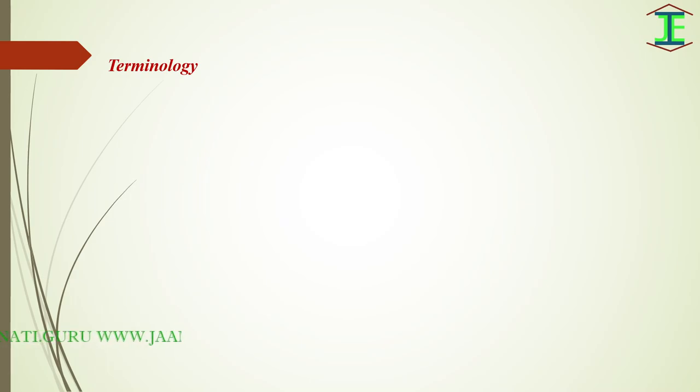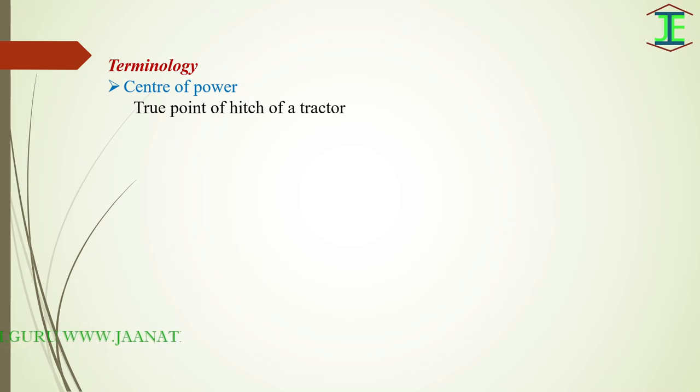So some terminology. First one is center of power. Center of power is nothing but from where we are getting the power. So there will be a 3-point linkage. This 3-point linkage is attached to the tractor. So from the tractor we will get the power. This point, the point from where we are getting the power, is called the center of power. It is the true point of hitch of a tractor.